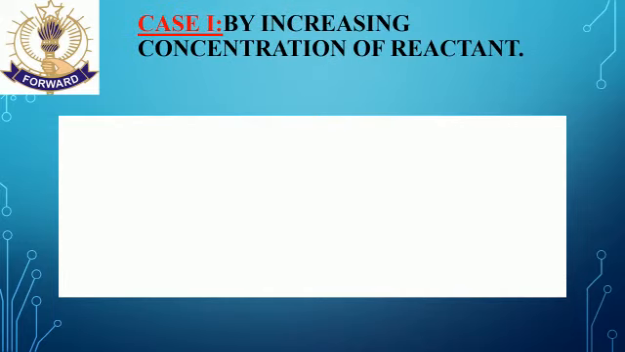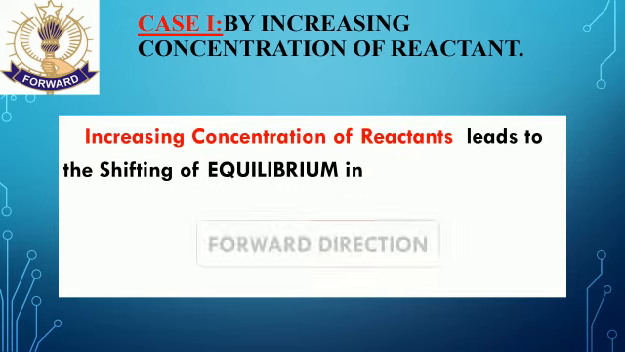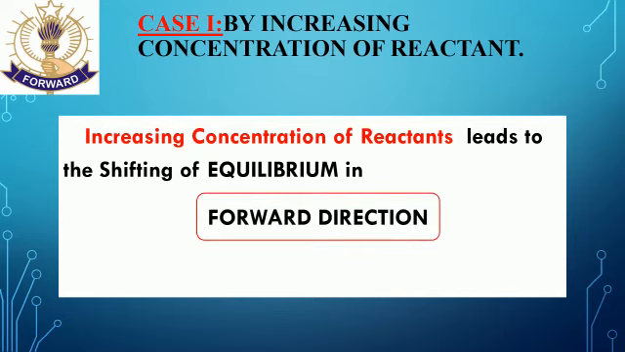First, we will discuss case 1, that is by increasing the concentration of reactants. When equilibrium is already established in a chemical reaction and we disturb it by increasing the concentration of reactants, what will happen? Increasing the concentration of reactants leads to the shifting of equilibrium in the forward direction. So, the reaction will go in the forward direction to regain its equilibrium state.